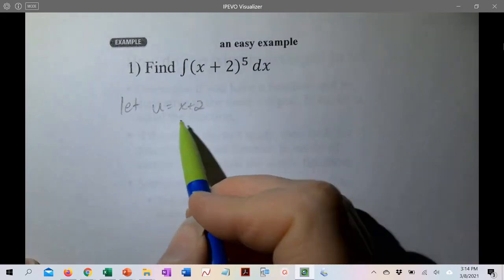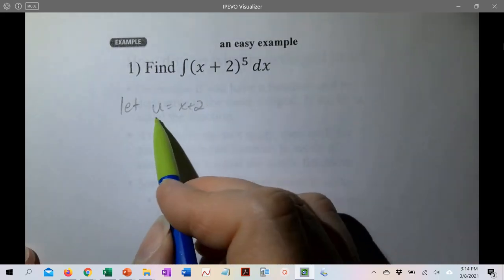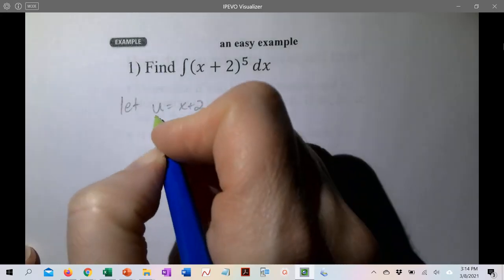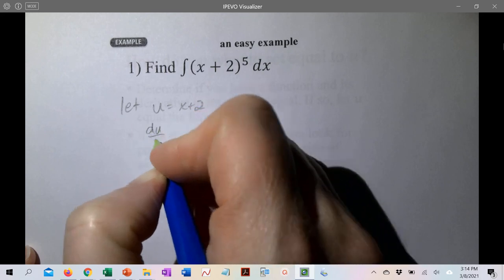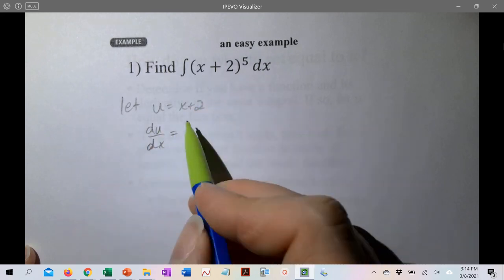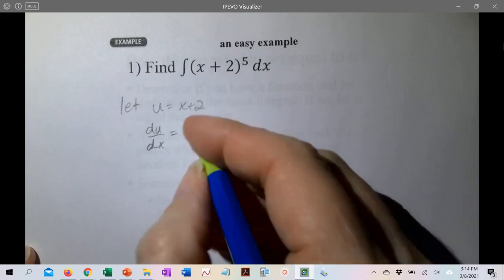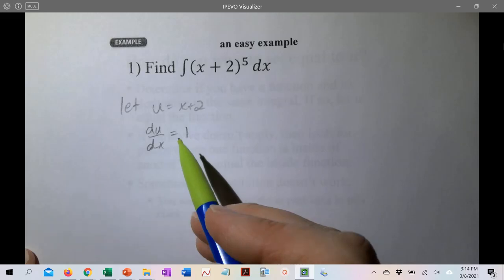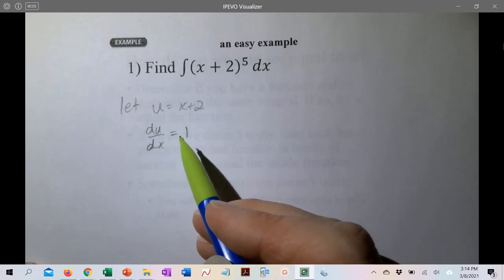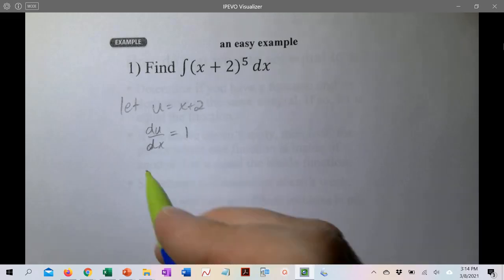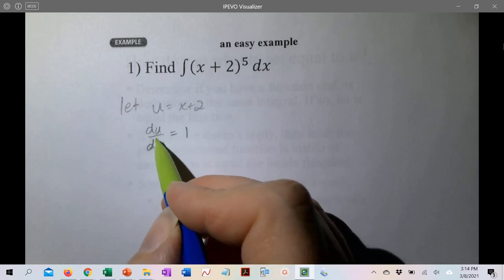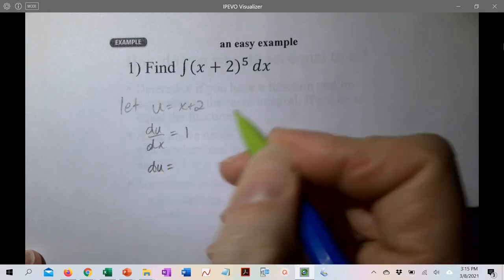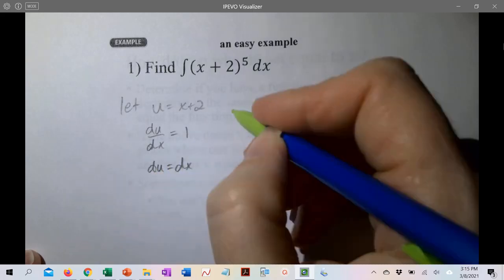And I sort of like to think of this as sort of like a little menu. So now I'm going to take the derivative of both sides of this equation. So when I do the derivative of u with respect to x, we just call that du dx. And then the derivative of x plus 2 is just 1. Notice that we're going to be doing derivatives a lot here, so you're going to have to keep those straight in your mind about which is a derivative and which is an antiderivative. Now I'm going to solve this for du, which just means I'm going to multiply both sides by dx, so I have du is equal to 1 times dx, or just du equals dx.